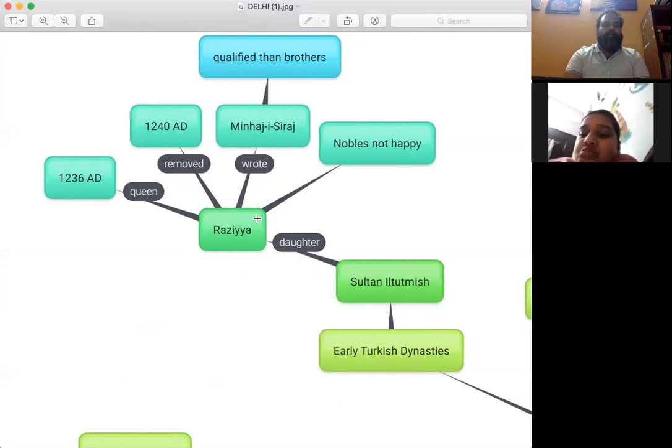Razia became queen in 1236 AD, but she was soon removed from this position because the people in the court were not very happy. Probably at that time there was a lot of gender bias, so they were not happy. There was a writer of those times, Minhaz-e-Siraj. He wrote in his book that Razia Sultan was more qualified than her brothers.